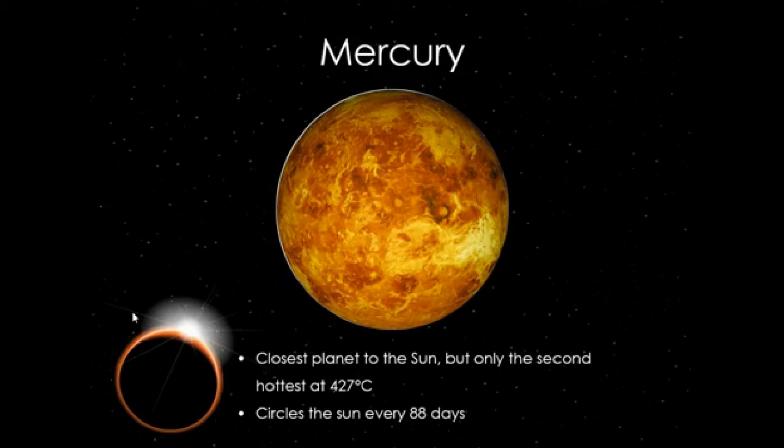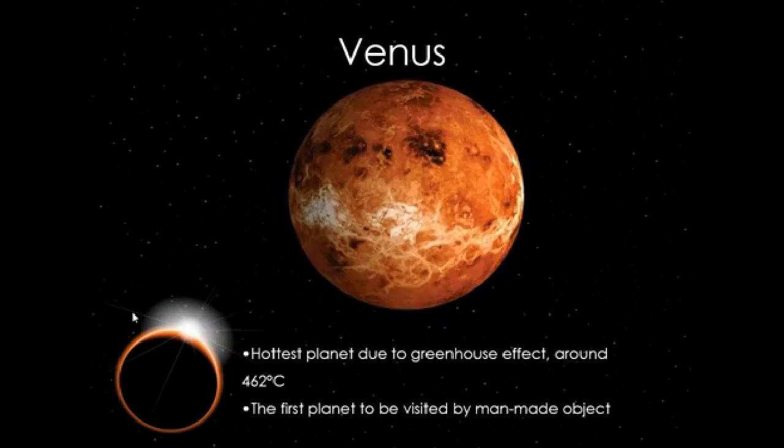Okay, we'll move then on to our next planet, which is Venus. Now, Venus, like I said before, is the hottest planet in our solar system, maxing out at 462 degrees Celsius. So about 30 or so degrees hotter than we saw on Mercury.